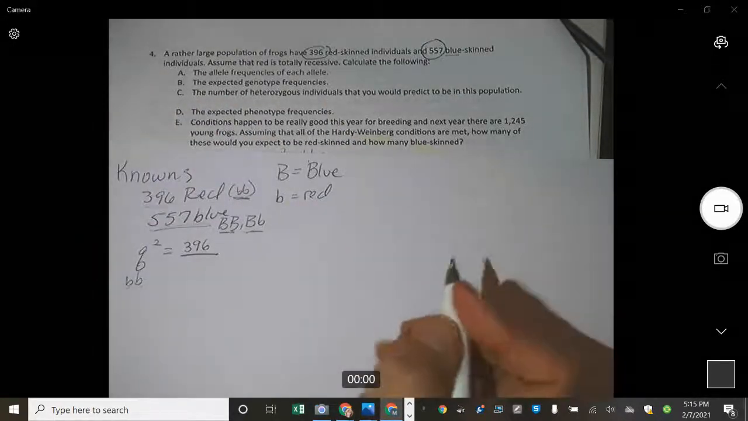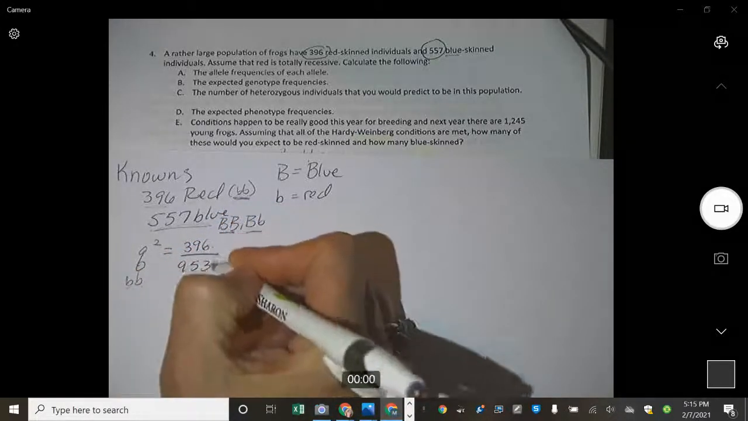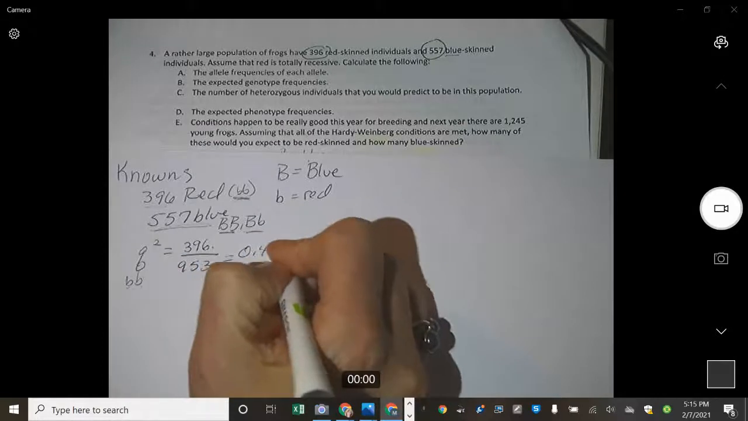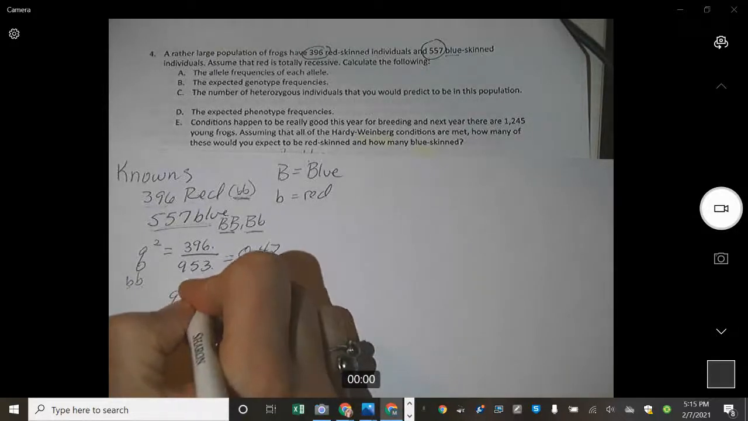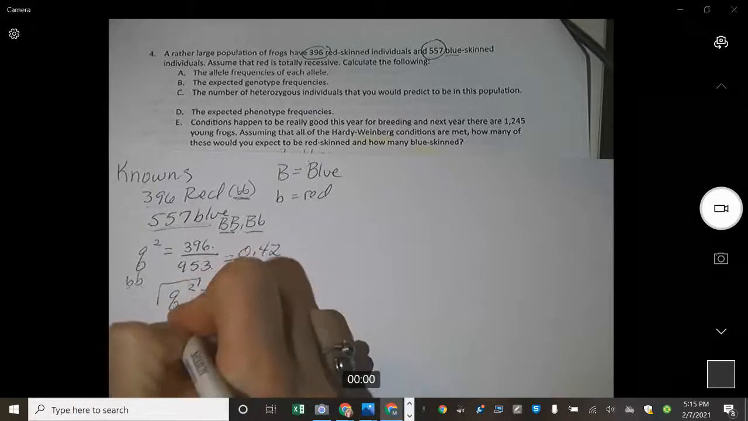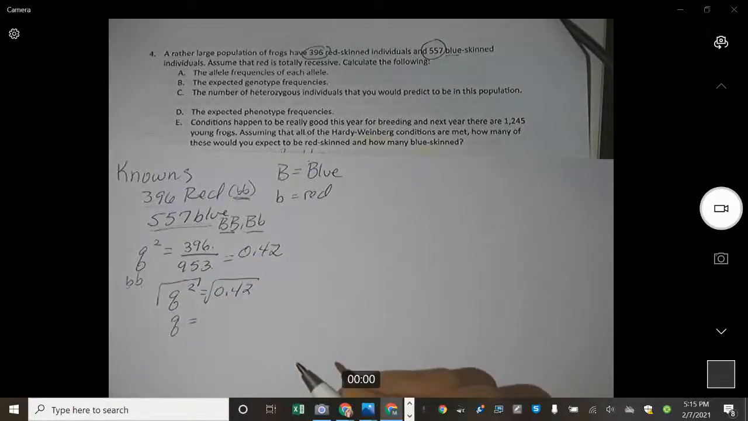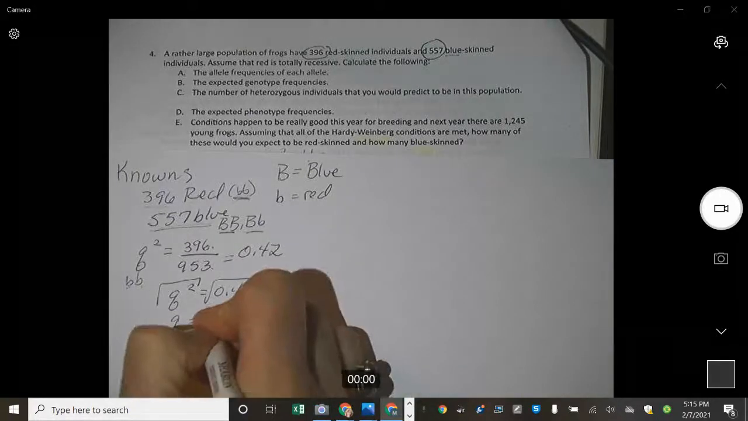So if I look at my total number here, if I add those together, I think my total is 953. So this divided by this is 0.42. Now I have Q squared and I have a number for it, so that's good. Then what I usually do from there is take the square root, right? So Q squared is 0.42. If I take the square root of that, I get Q equals 0.65. You can use a calculator on these.